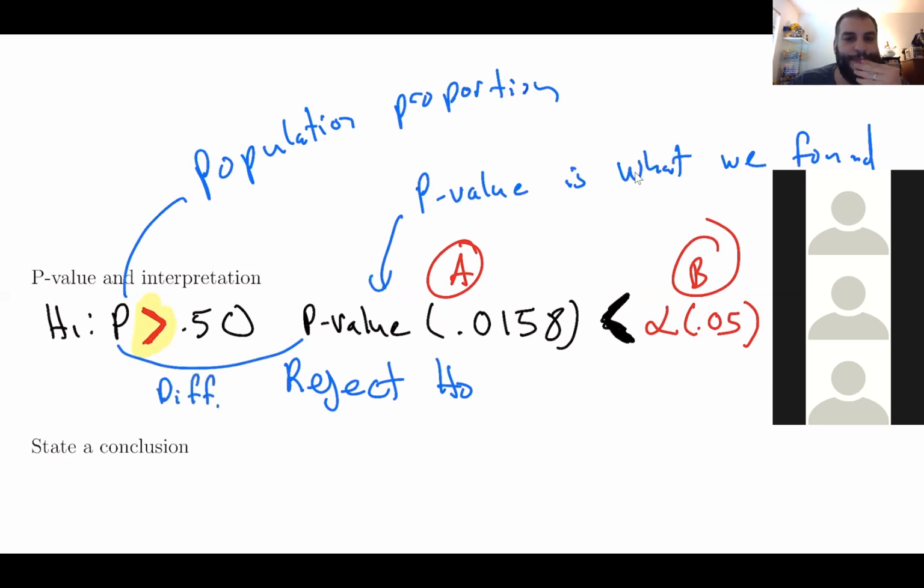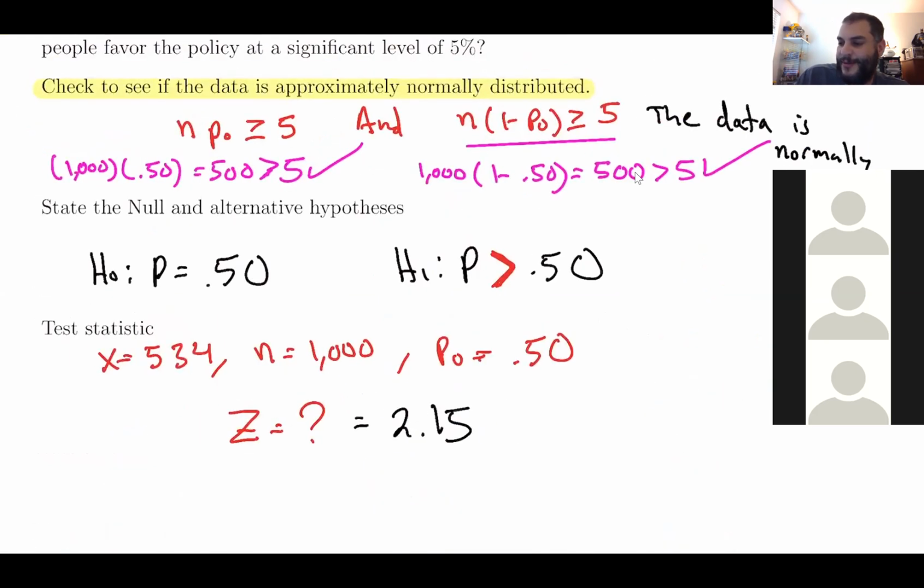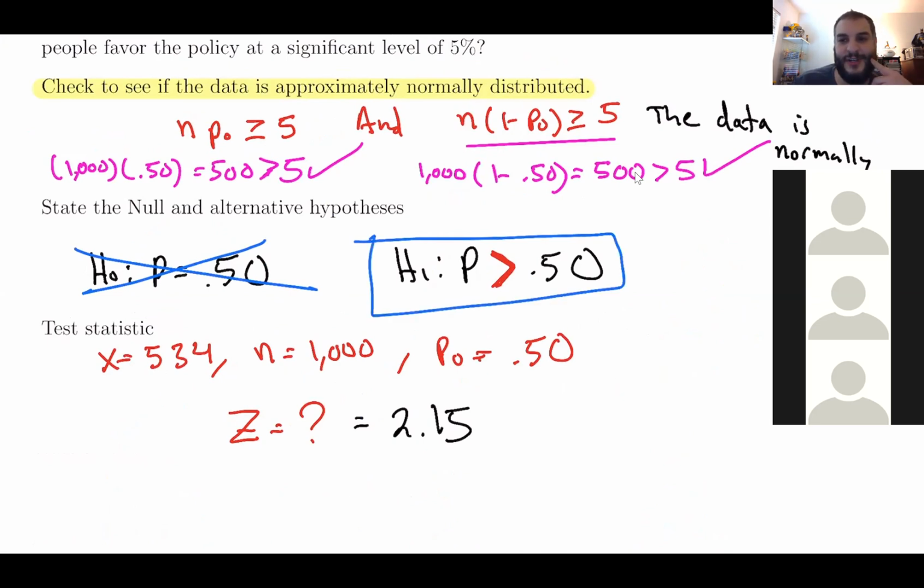All right, so the last thing we're going to do is state a conclusion. Remember, we're always going to make the conclusion about the alternate hypothesis. In this case, we reject H0. So if I reject H0, going back up here, that means I'm saying this is not true. If I'm saying the null hypothesis is not true, that means we're stating that the alternate hypothesis is true. So we're going to state something like that.